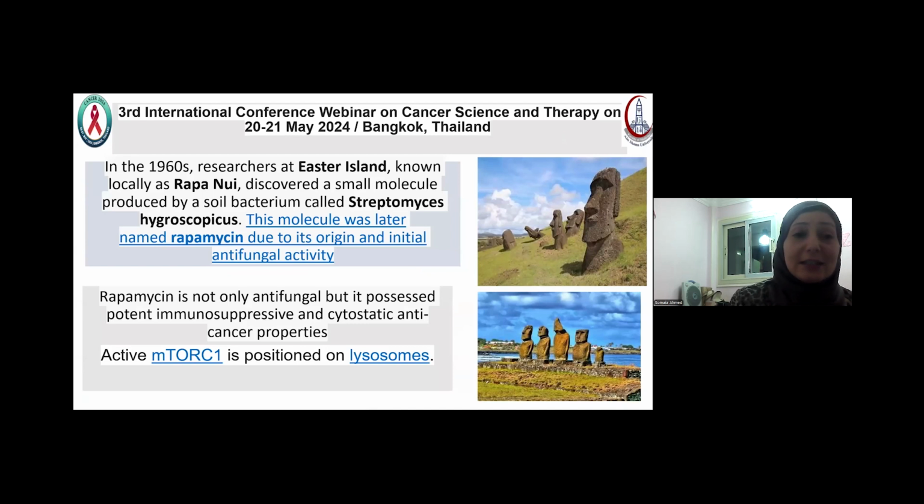mTOR was discovered in 1960 by researchers on an island called Easter Island, which is known by its inhabitants as Rapa Nui. They discovered this molecule in a soil bacterium called Streptomyces hygroscopicus. This molecule was found to have an antifungal effect. Because it was discovered on this island, Rapa Nui, they called it rapamycin, an antifungal, antimycotic, named for its origin from the island and due to its effect.